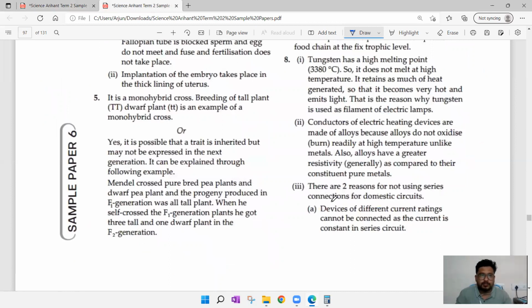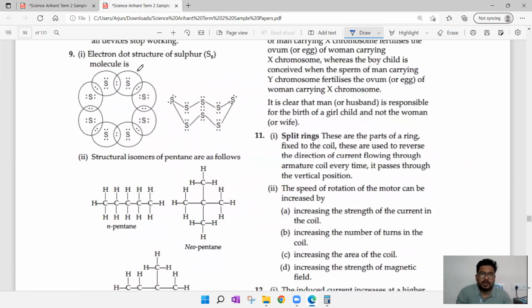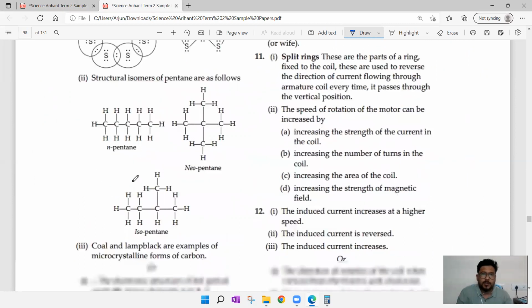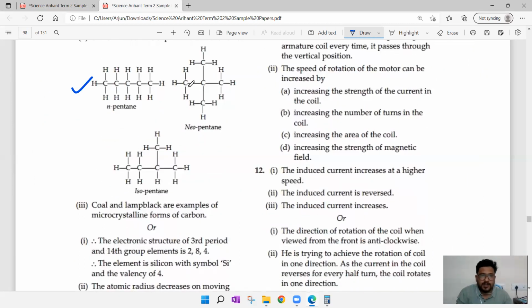9th one, you see electron dot structure of sulfur S8. So you can draw either in circular shape or you can draw in a crown shape. And while coming to structural isomers, this is first structure, 1, 2, 3 carbons with the second one, and 1, 2, 3, 4 with the fifth carbon. So 3 you can draw.